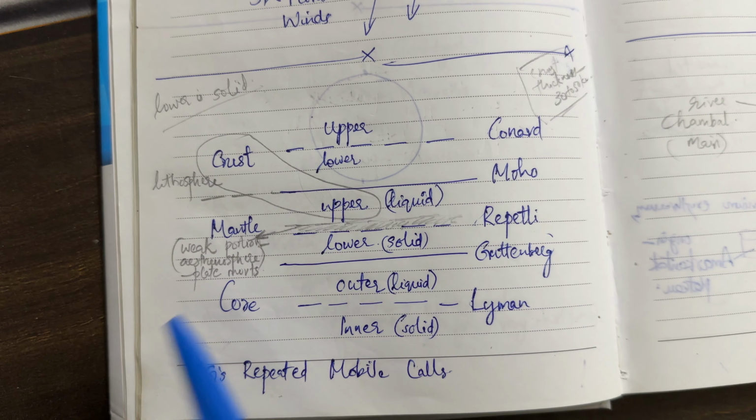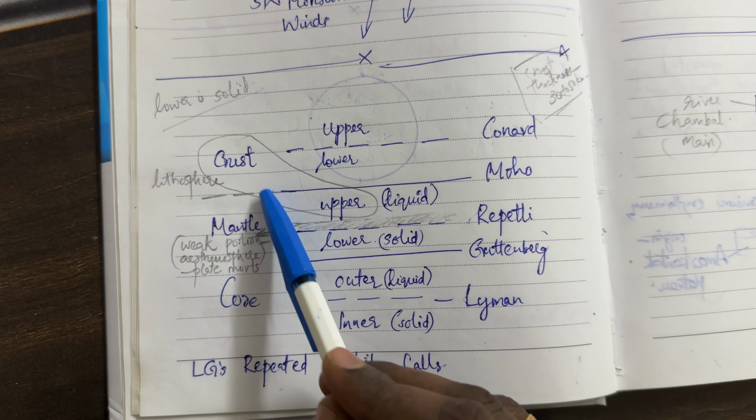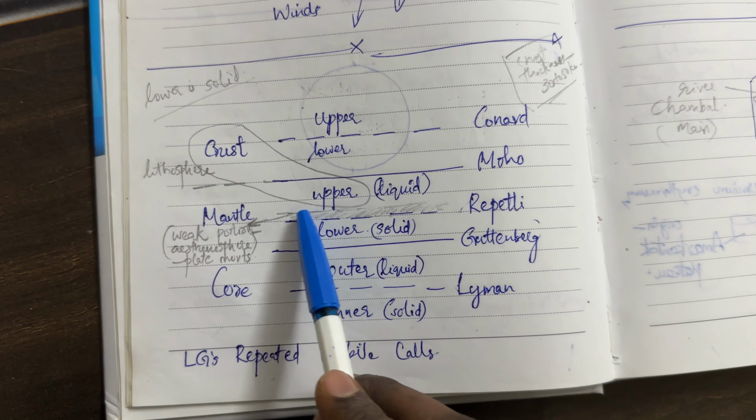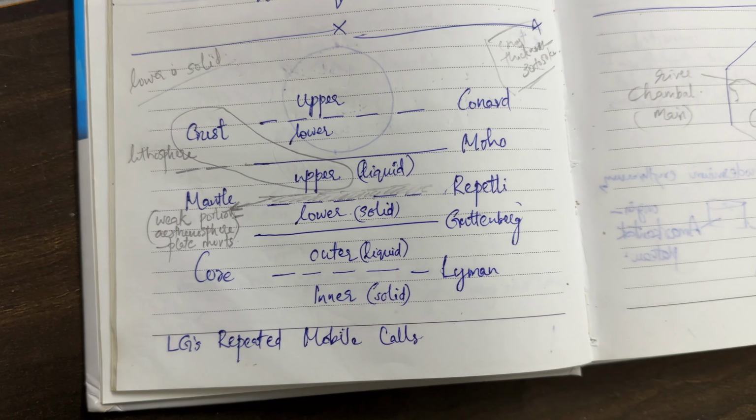This is it. And what is the lithosphere? The lithosphere is this portion, and the asthenosphere is this portion. So that is it regarding the video.